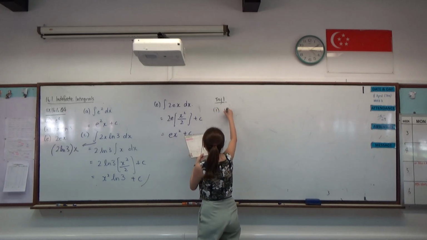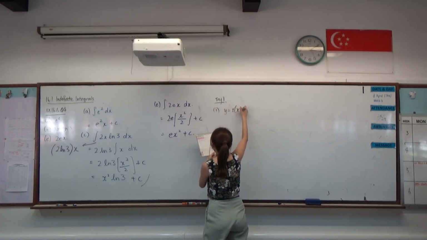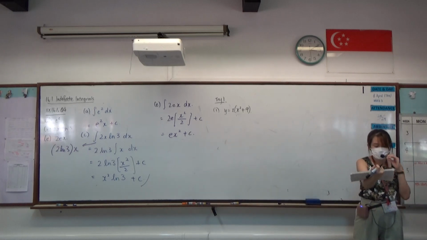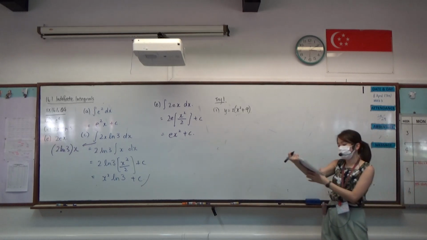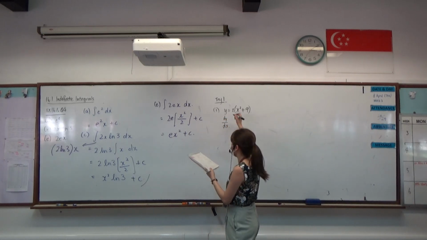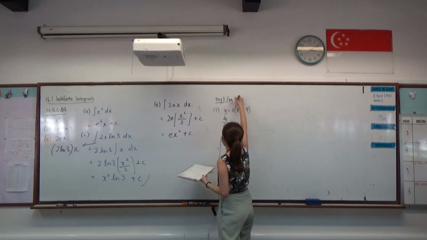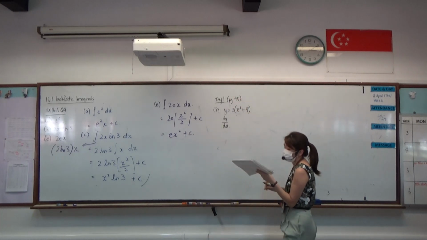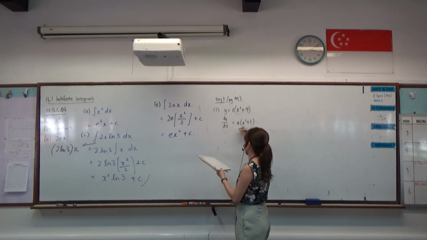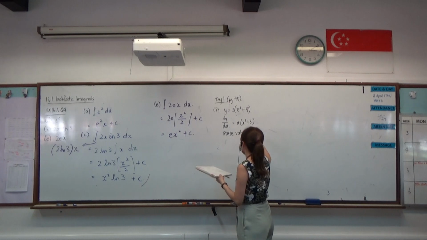In part I, we are given that y is equal to x times x squared plus 9. We want to show that dy over dx can be written in a certain form given in your textbook. This is on page 95. And we want to state the value of a. So we want it expressed in this manner. State the value of a.